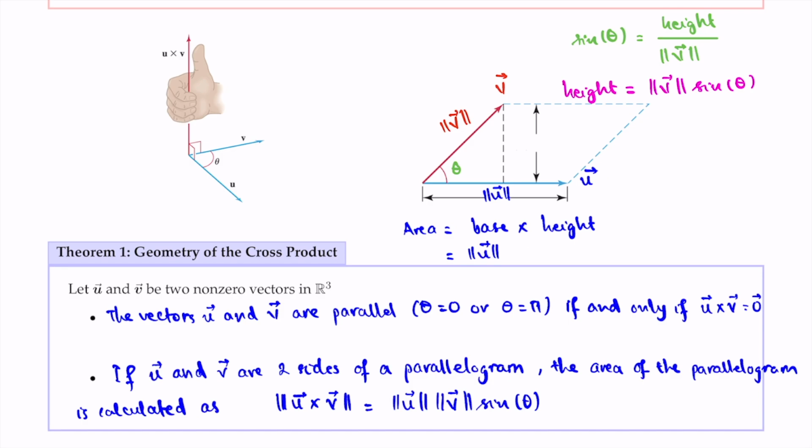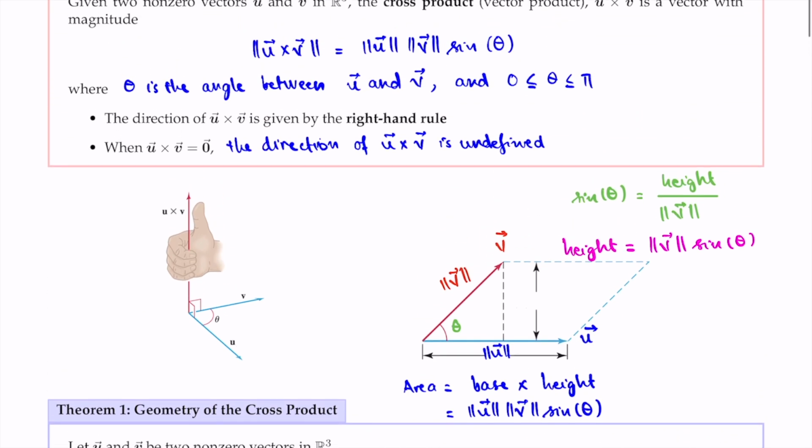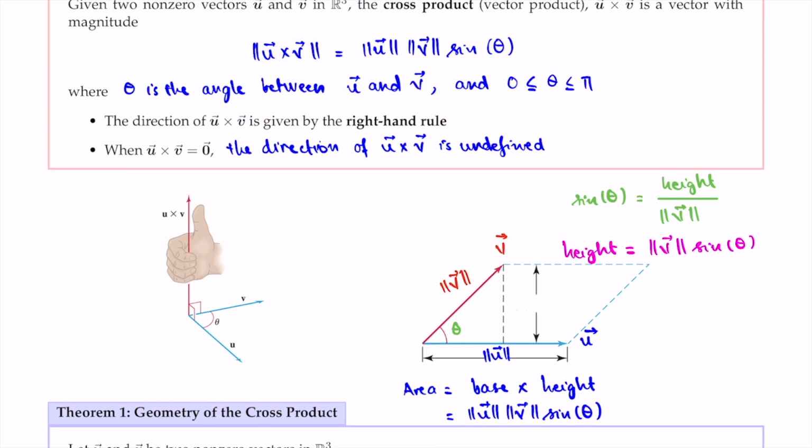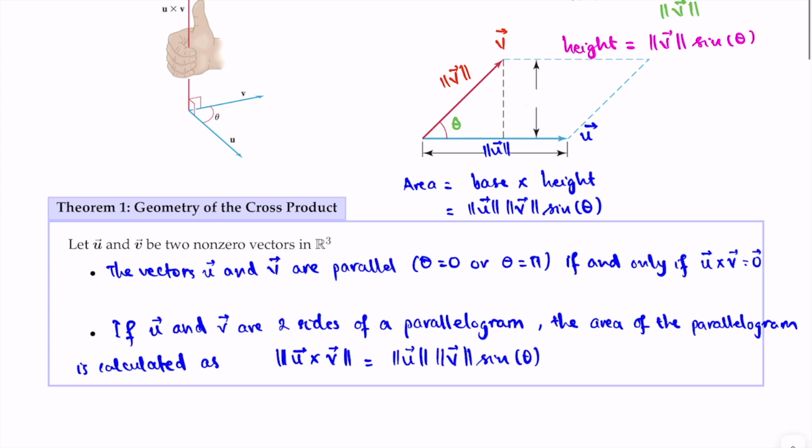We get that the base times height, where the base is the magnitude of u and the height is the magnitude of v, times sine of theta. So as you can see, the area of the parallelogram is equal to the exact formula of the magnitude of the cross product. Therefore, we conclude that the geometric representation of the cross product is that the magnitude of the cross product can be used to calculate the area of a parallelogram.